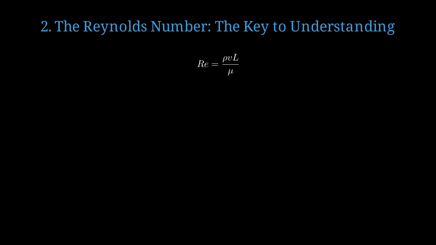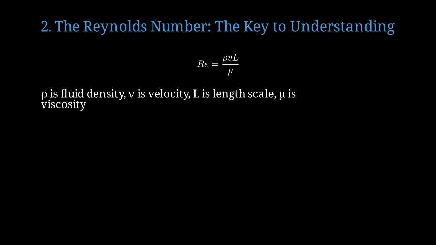The Reynolds number equals density times velocity times characteristic length divided by dynamic viscosity, where ρ is the fluid density, v is the flow velocity, L is the characteristic length scale, and μ is the dynamic viscosity. Physically, Reynolds number represents the ratio of inertial forces to viscous forces in the fluid.